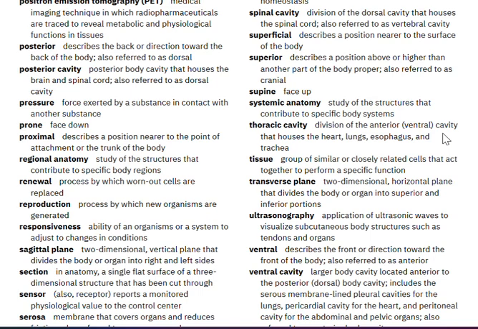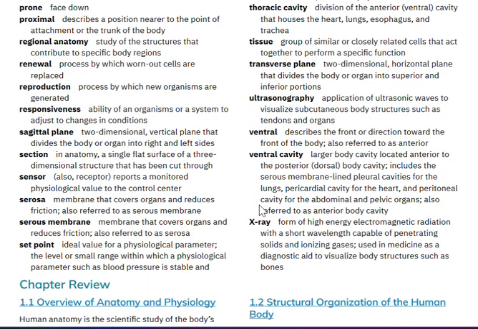Thoracic cavity, division of the anterior ventral cavity that houses the heart, lungs, esophagus, and trachea. Tissue, a group of similar or closely related cells that act together to perform a specific function. Muscle tissue, best way to think about it. Transverse plane, two-dimensional horizontal plane that divides the body or organ into superior and inferior positions. Just remember, it's rotation.